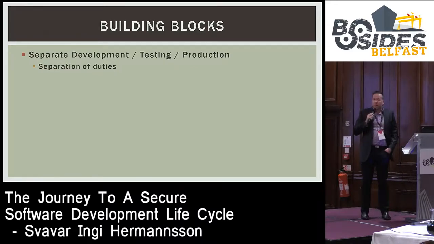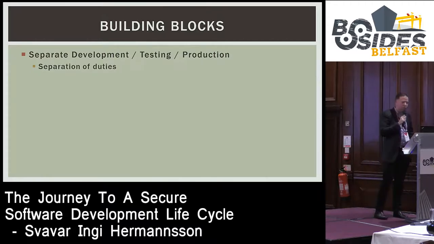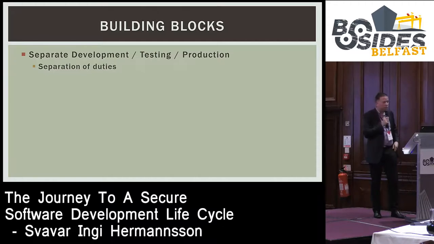Ideally, you should have at least three different environments. You should have a software development environment, a testing environment, and a production environment. And if your production environment means either internal or external users actively using it, you might even want to have a fourth environment, sort of a staging environment.